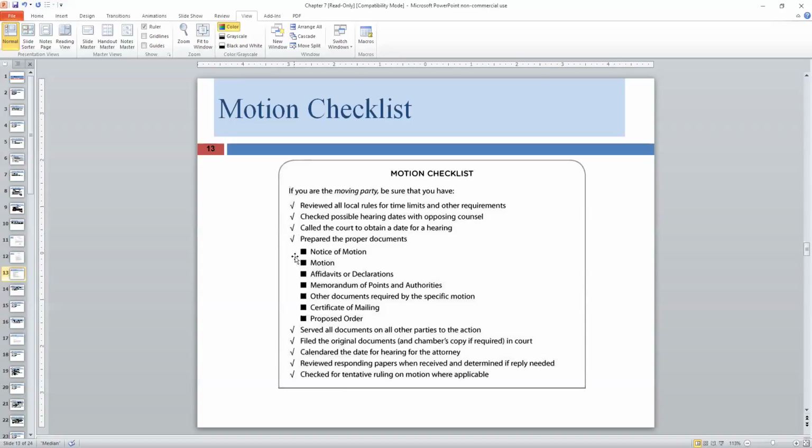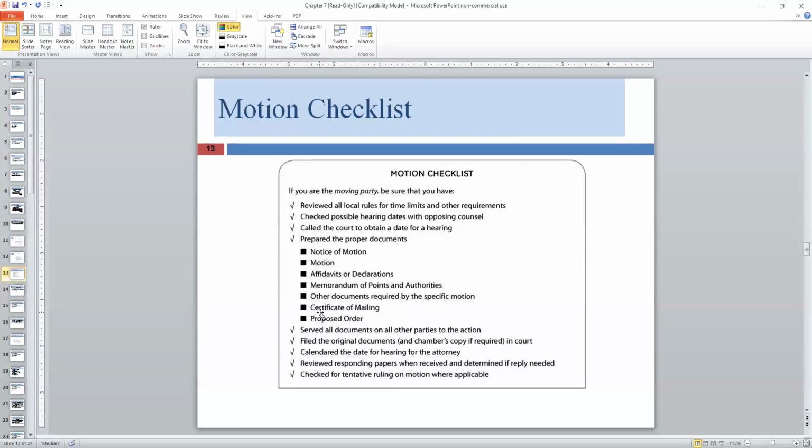And then, of course, you want to make sure, and you probably will prepare the documents actually before you do these things. But around the time that you do these things, you want to make sure you have your notice of motion, which is probably going to be called a notice of hearing. You're going to actually have the motion. You're going to have any affidavits that you need. You're going to have that memorandum in support of the motion. There may be some other documents required depending upon the particular motion you're filing. You'll need a certificate of service, which they're calling here a certificate of mailing, and a proposed order. Obviously, there's no guarantee the court will sign your proposed order, but you want to include it in the document as a courtesy to the court.